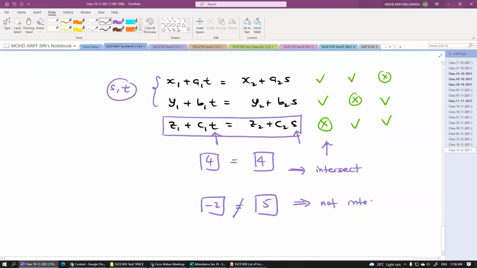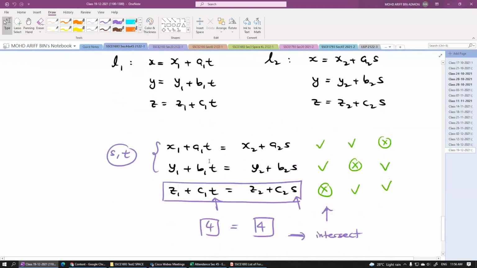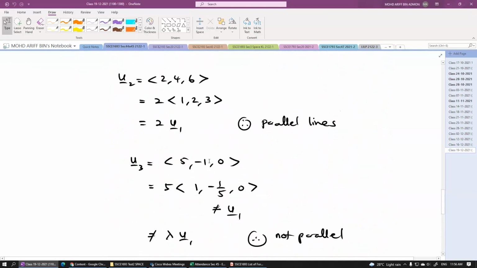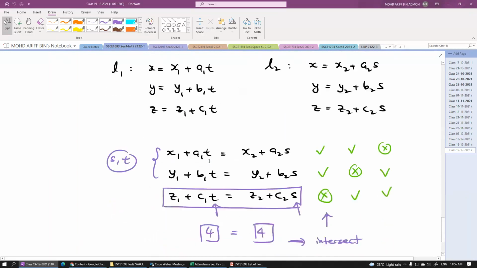Is it clear? Yes. Okay, so this is how we check intersection. And the last item for this intersection, number 3.